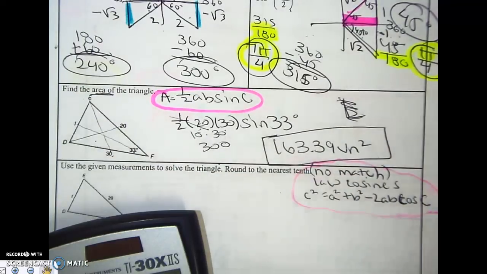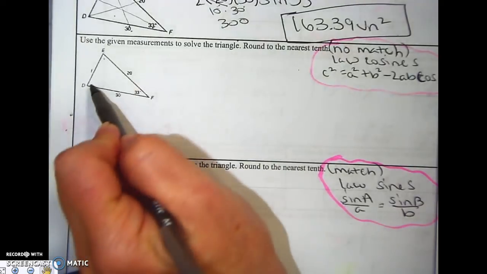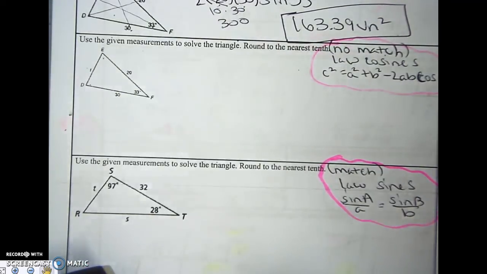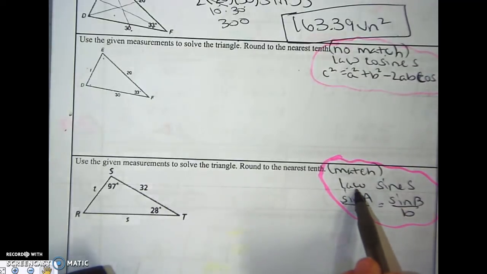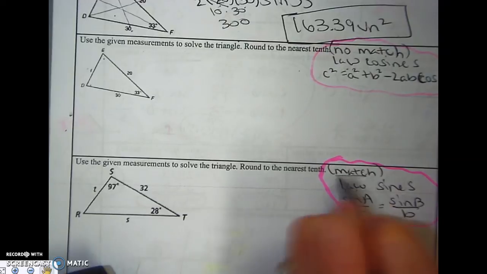You're finding the ones that are not right triangles. For these last two problems, these will be a workout. What I'm asking you to do is find the missing angles and the missing side. You can either use the law of cosines or the law of sines. I feel like the law of sines is 1,000,000 times easier, but that only works if there's a match.